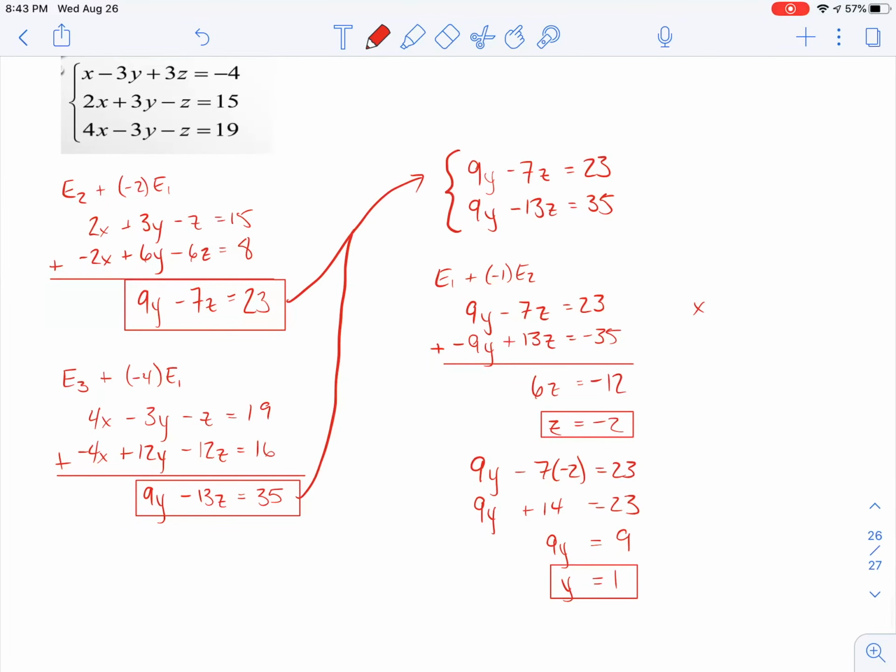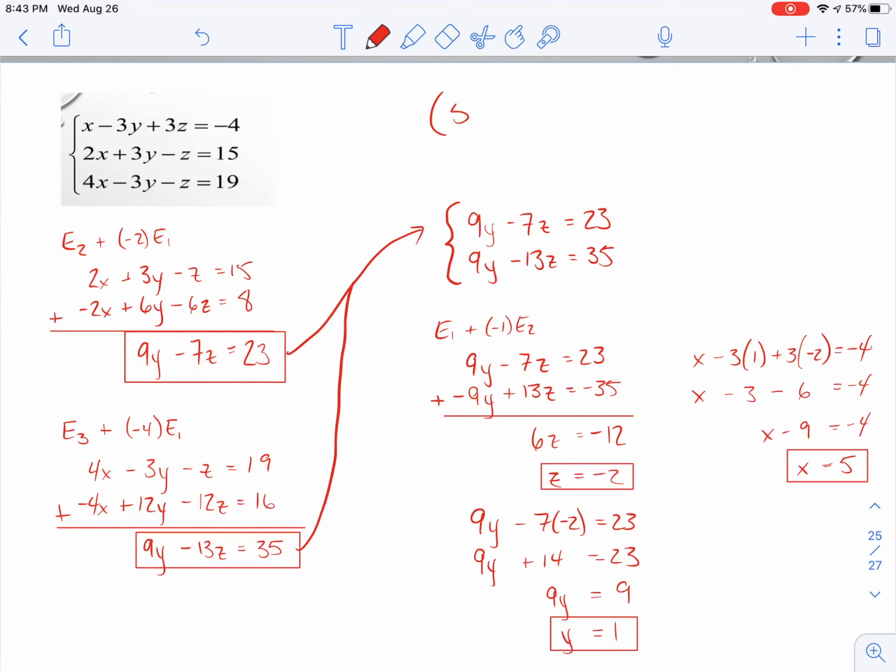So I'm going to have x minus 3 times my y value, which is 1, plus 3 times my z value, which is negative 2, equal to negative 4. So when I simplify here, I'm going to have x minus 3 minus 6 equals negative 4, or x minus 9 equals negative 4, and we get x equals positive 5. Again, I'm going to write this as an ordered triple in x, y, z form. So here I get the solution 5, 1, and negative 2.